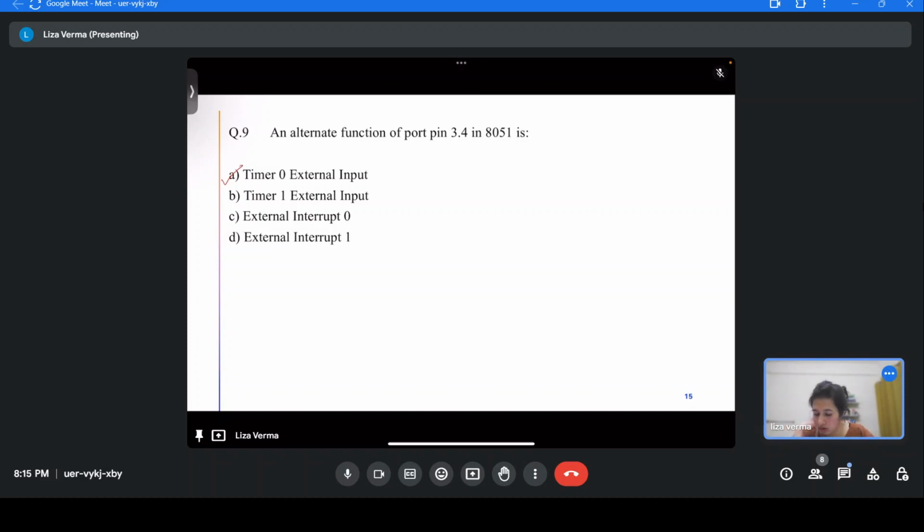Okay. So what is the size of internal ROM?